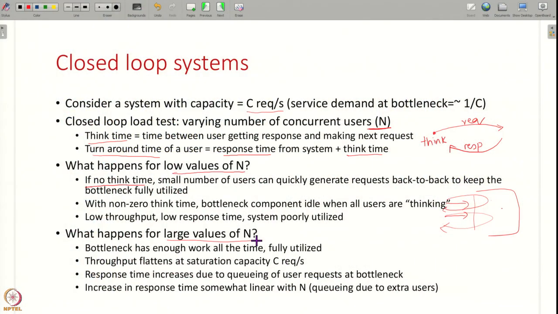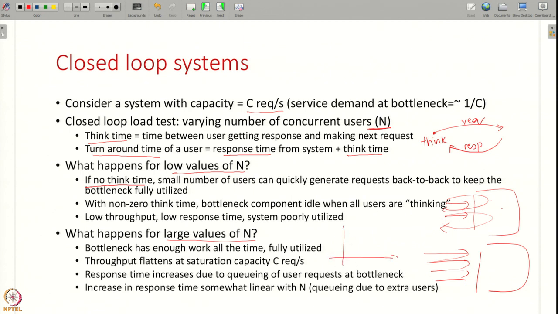Now what happens for large values of n? If there are a large number of users in the system, then your system will be fully utilized. Even if some fraction of those users are thinking, there will be other users who are sending requests; they will all be at different phases. One user is sending a request, waiting for a response, the other user is thinking. So once you have a large enough number of users, somebody or the other will not be thinking and will be making a request into the system. Therefore, you will have enough work to fully utilize your bottleneck component.